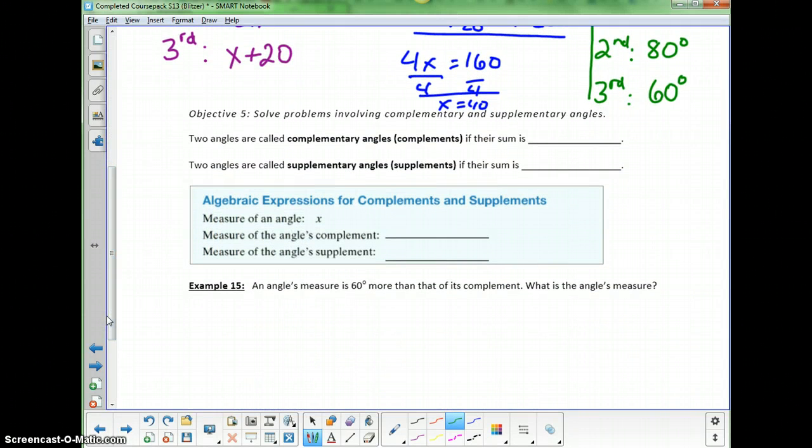Objective 5, solving problems involving complementary and supplementary angles. Two angles are called complementary if their sum is 90 degrees, and they're called supplementary if their sum is 180 degrees. If the angle is called x and the two angles are complements, the other angle has to be 90 minus x, since their sum is going to be 90. If I knew that one of my angles was 30, and I knew they were complements, the other angle would have to be 60 to make them add to 90. If one angle is x, the angle supplement would have to be 180 minus x.